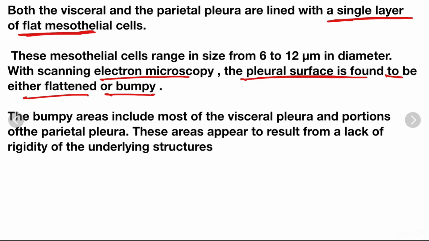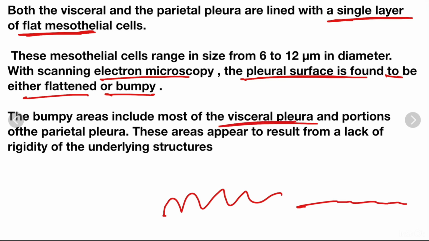So if we do electron microscopy of these mesothelial cells, we can see the pleural surface is either flat or bumpy, like this or like this. The bumpy areas include most of the visceral pleura and a portion of the parietal pleura. These areas appear to result from lack of rigidity of the underlying structure.